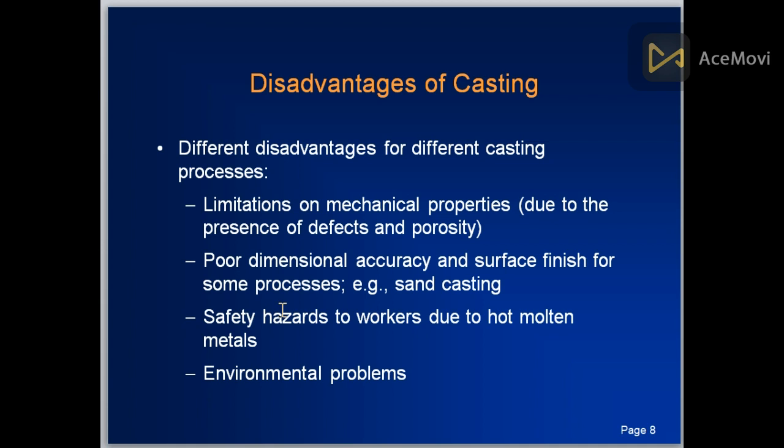There are also some disadvantages. Different disadvantages for different casting processes. Limitation on mechanical properties: you cannot control the desired mechanical properties due to the presence of defects. Also, there is some dimensional inaccuracy. The surface finish in some processes is also not good. For example, in the case of sand casting, there is not good finishing. Also, there are safety hazards for workers because there is molten metal at high temperature. It can harm or damage the skin of a worker. Also, there are some environmental problems.